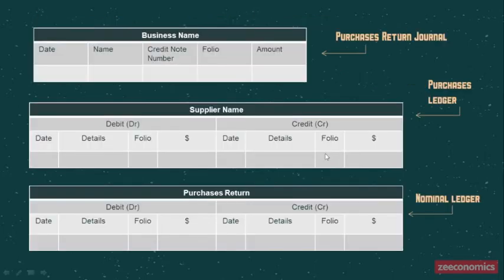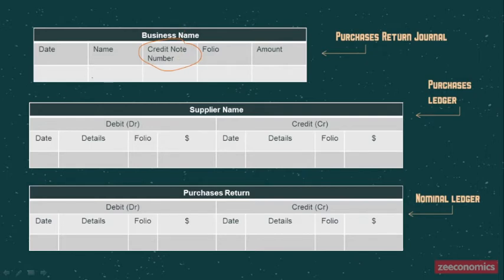Now we're going to have a look at this form of the purchases return journal. It will still look similar to the purchases journal or purchases book. The only difference is this: previously it was the invoice number, but since the customer is dealing with items returned to the supplier, they will change the invoice number to the credit note number.